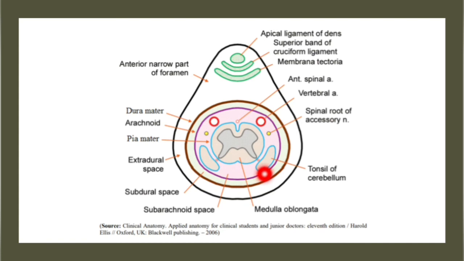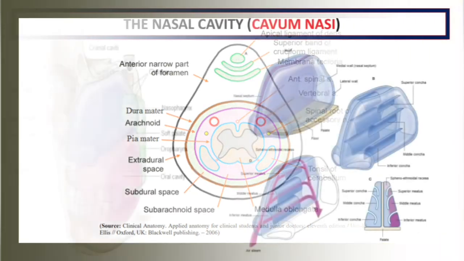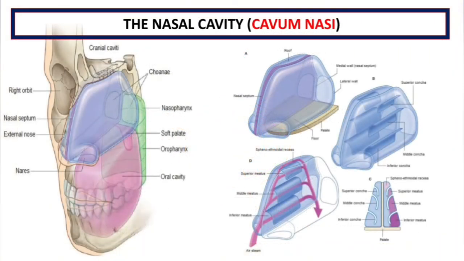On the back here, tonsils of the cerebellum and the vertebral arteries. You can also see the spinal root of the accessory nerve, cranial nerve number 11, right? Don't worry about some of the labels. You'll cover them later, when doing blood vessels, cranial nerves, and the anatomy of the spinal cord, of course. So you know about the dura mater, pia mater, etc. Don't worry. Now let's talk about the nasal cavity, right?